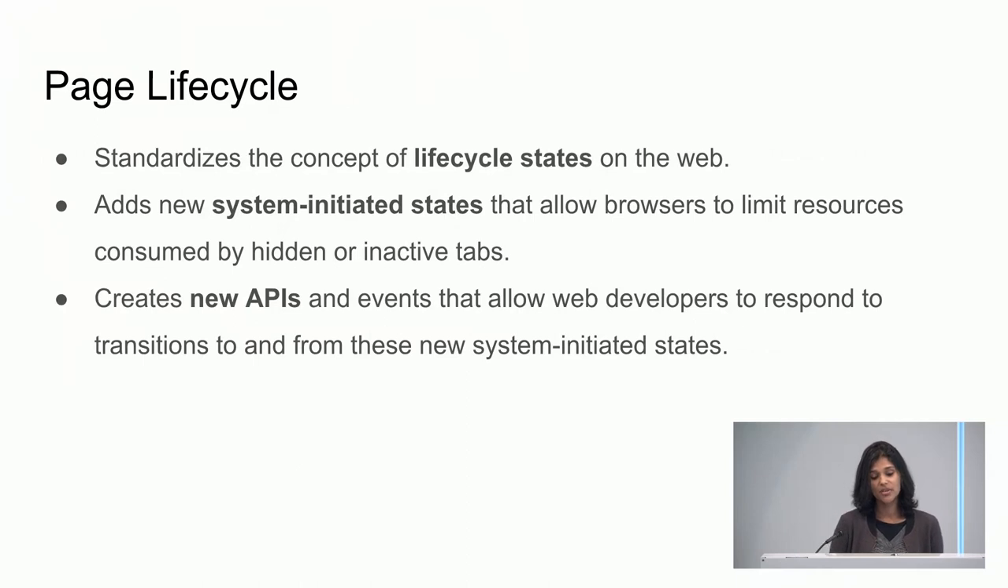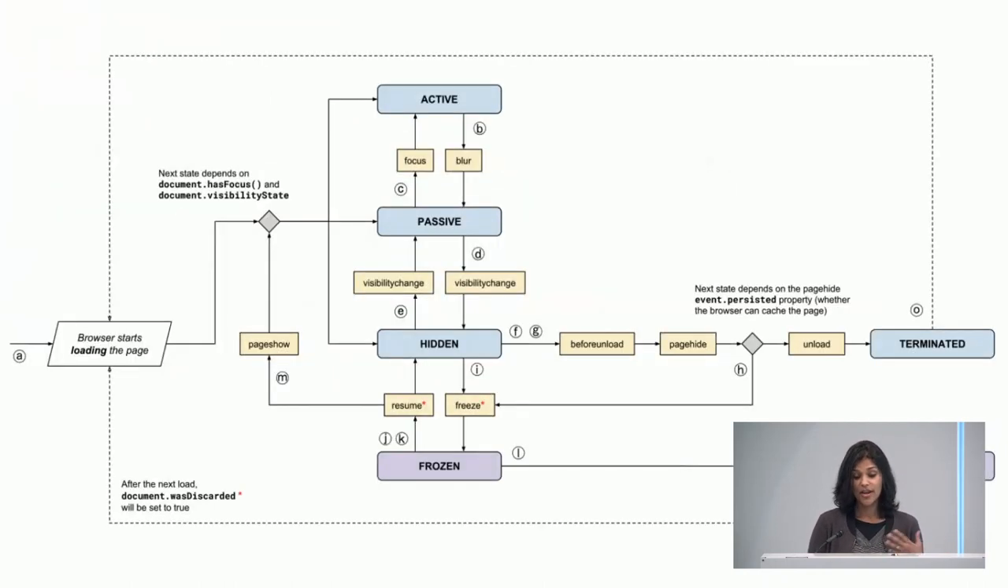So this is the gap that the lifecycle concept fills in the platform. In particular, it does it by standardizing the fuzzy notion of a lifecycle and making this a first-class thing. We've added a couple of new states that empower browsers to reclaim resources from unimportant pages. And finally, there's an API surface exposed, so developers can learn about this and make sure that their apps are resilient. So this is the final lifecycle that we came up with.